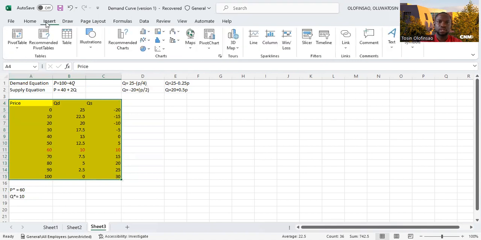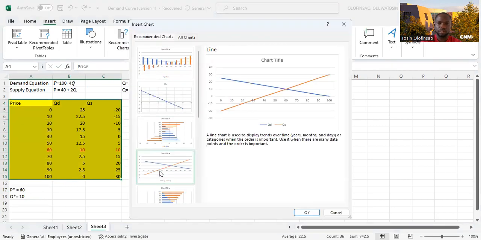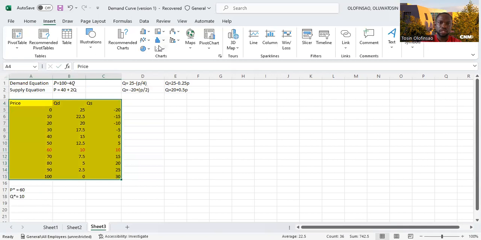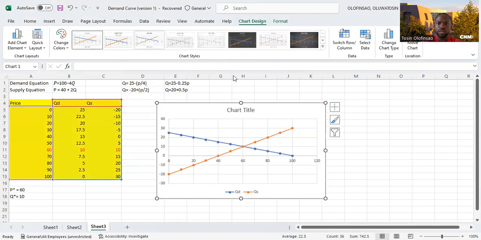Highlight this, like I told you earlier last week. Highlight this, then you can come to recommended chart if you want. You can then pick this. Usually I like to just go and pick what I want. Come over here. So if you see here, the price is on the horizontal axis and the quantity is on the vertical axis. That's not what we want, right? So you always want your price to be on the vertical axis and your quantity to be on the horizontal axis.